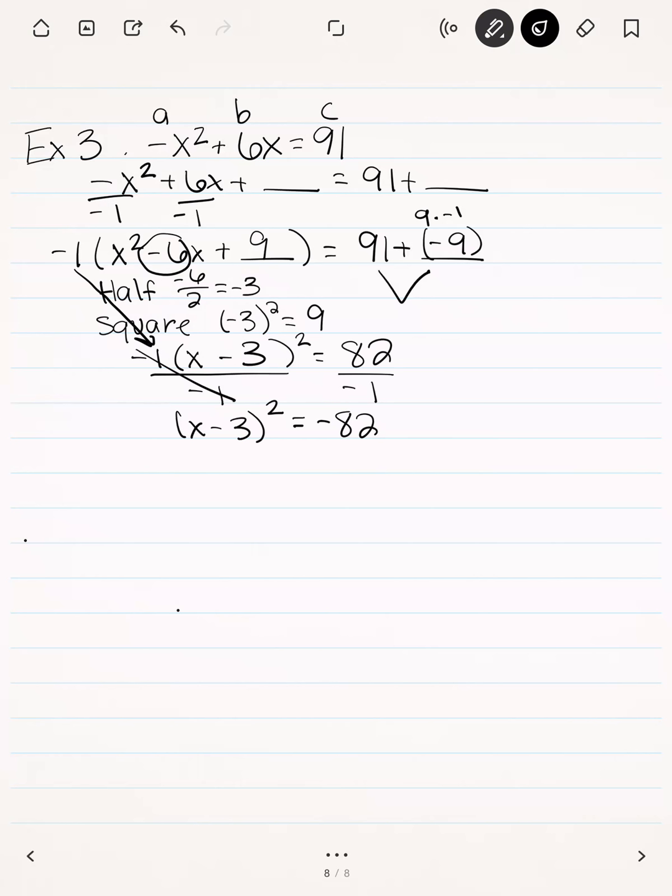So now from here, I need to take the square root. So take the square root of both sides. Remember, the radical cancels out the exponent. I get x minus 3. Okay, and then I need to simplify the square root of negative 82. Well, remember, square root of a negative 82, there's a negative number, so we're going to split it up into 82 times negative 1.